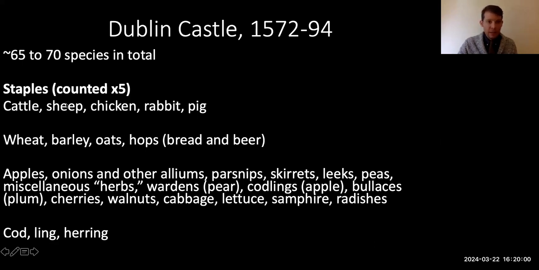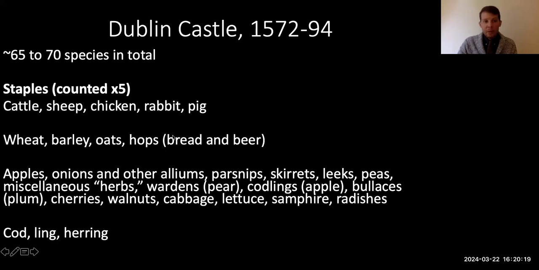They also ate a great deal of mutton. They had lamb as well, but mutton was a big part of the diet, as well as chickens, both the meat and eggs. Rabbits played a particularly important role, and there were some mentions of pork products, although not that many. It was relatively less important.